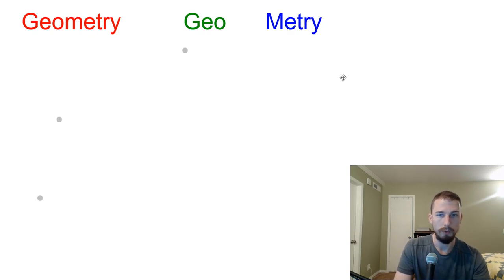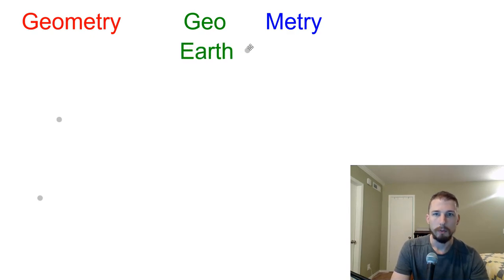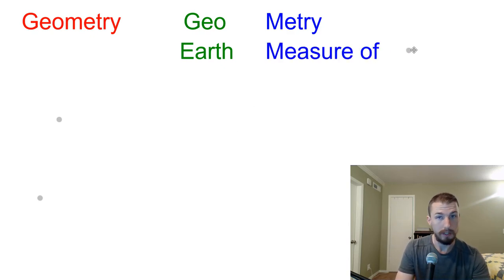So there are two parts here. We have our prefix geo, and then the last part, metry. So geo, if you think of geo, what do you think of? I think of a Geo Metro, which is a really slow car, but you're probably thinking of something else, which is the Earth, right? So geography, geology, it's a study of the Earth. And then metry, what does that remind you of? Is there a word that looks like metry? You're probably thinking metric, or the metric system, which is a system of measurement. So metry is actually a root word for measure, or to measure, or the measure of.